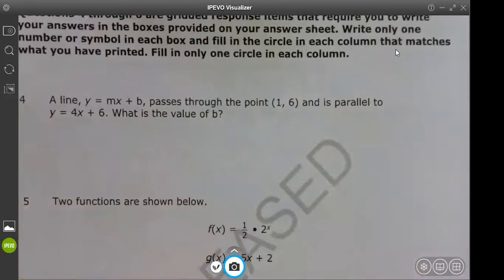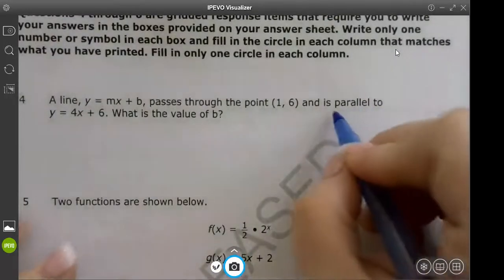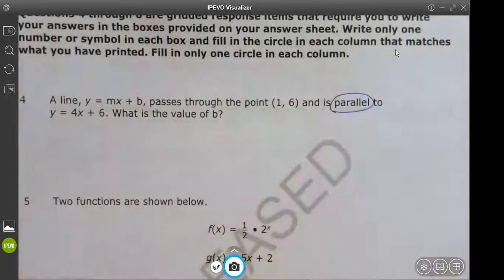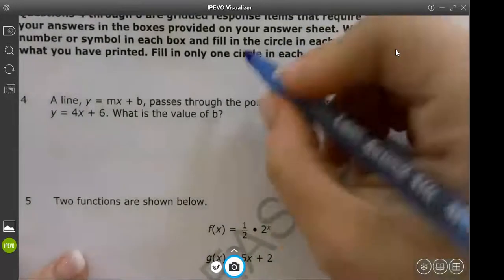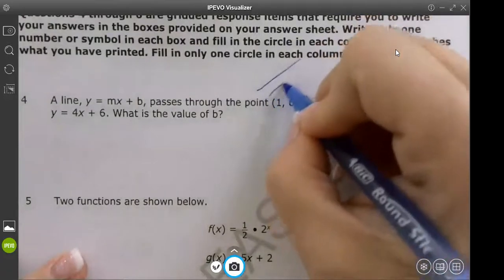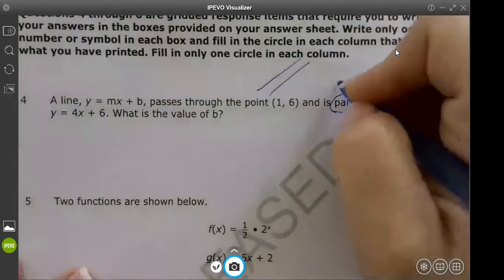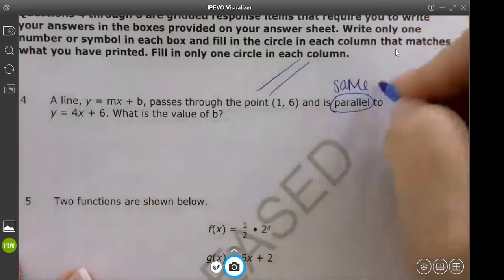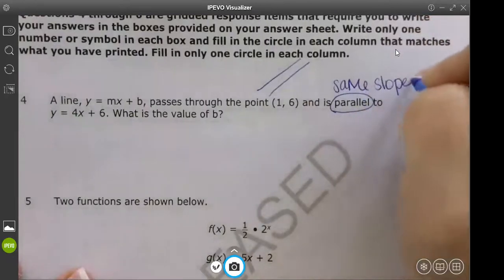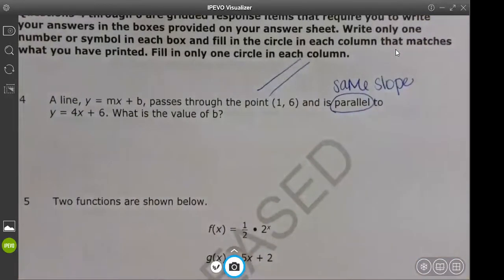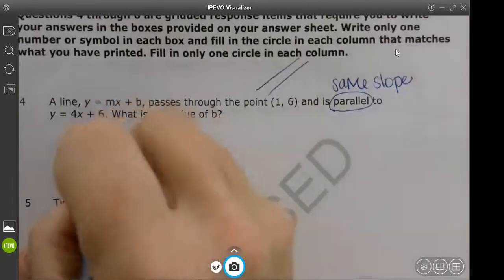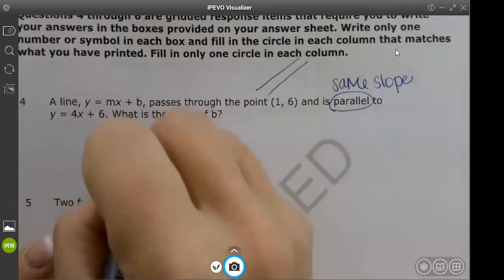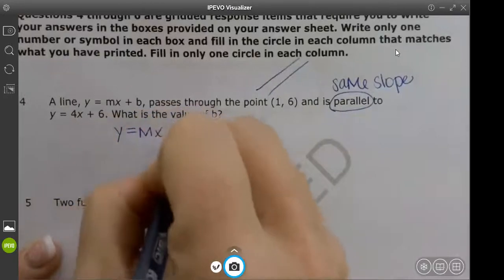A line y equals mx plus b passes through the point 1, 6 and is parallel to y equals 4x plus 6. What is the value of b? What does parallel mean? They don't touch. That means they look like this. To be able to look like that, I told you guys that they had to have the same slope. Okay, same slope. So we're going to take what we know and we're going to plug it into y equals mx plus b.